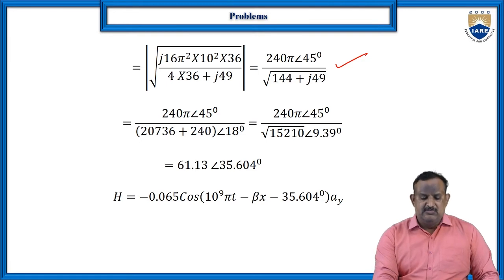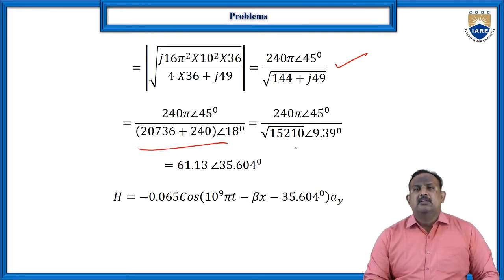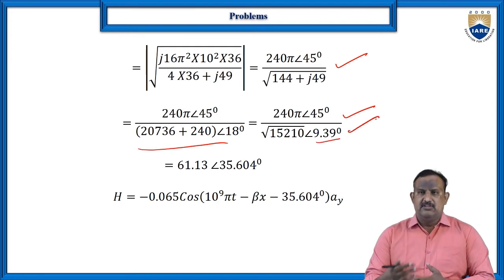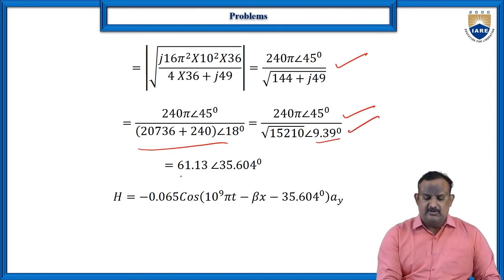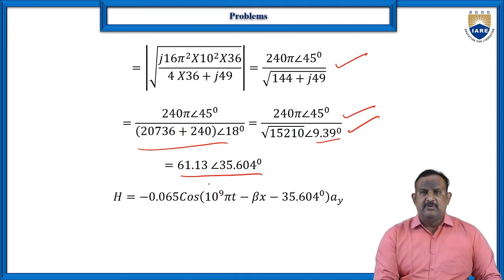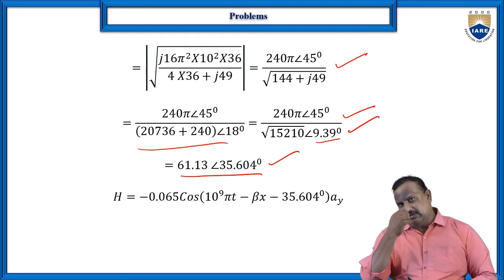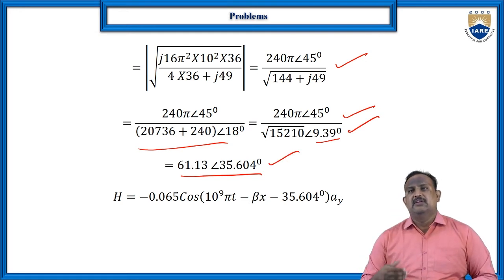If you convert the same into polar form, it is 240 pi into angle 45 degrees by root of 15210 angle 9.39 degrees. So if you find out the total value in terms of polar form, it is 61.13 into angle 35.64 degrees.